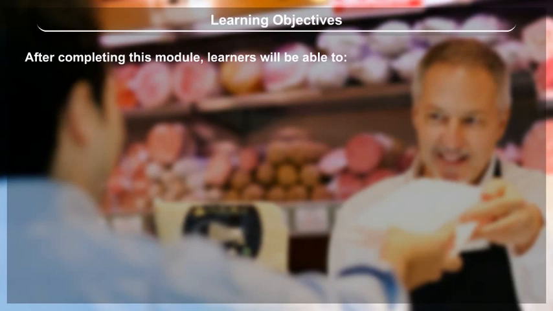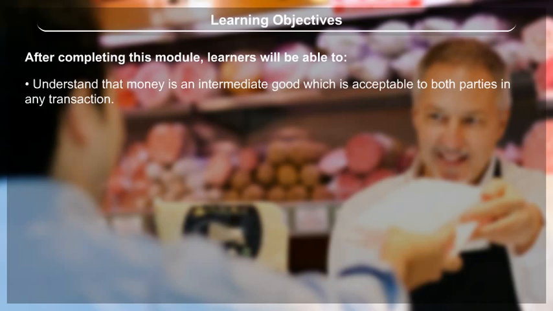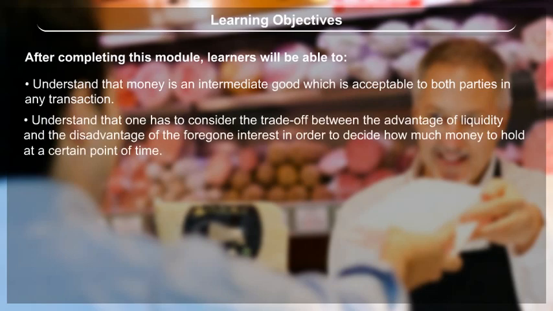Learning objectives. After completing this module, learners will be able to understand that money is an intermediate good which is acceptable to both parties in any transaction. Understand that one has to consider the trade-off between the advantage of liquidity and the disadvantage of the foregone interest in order to decide how much money to hold at a certain point of time.